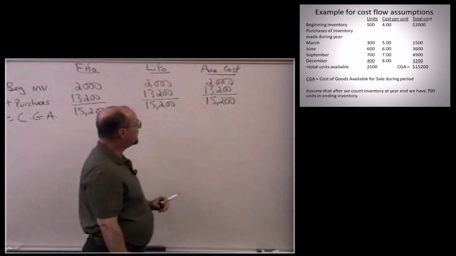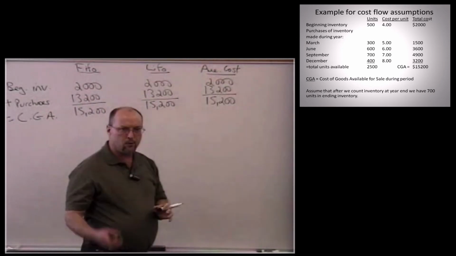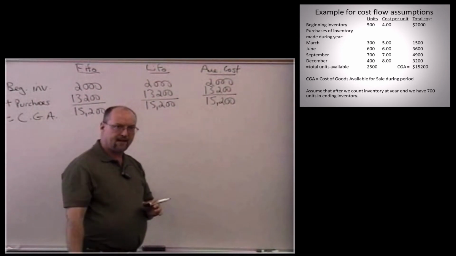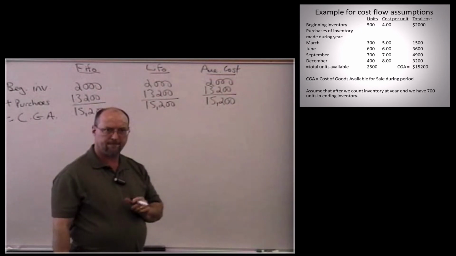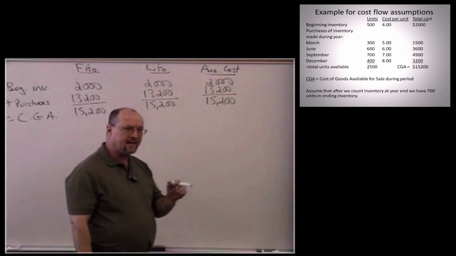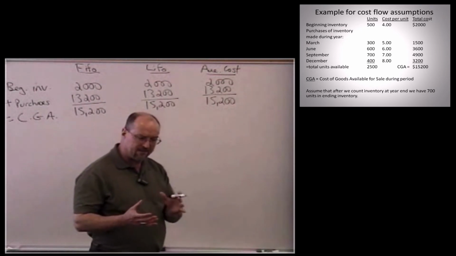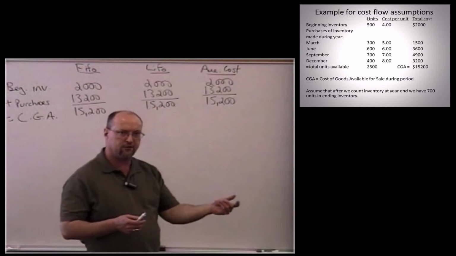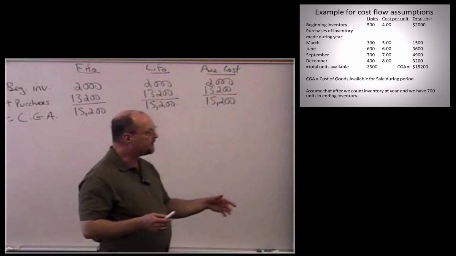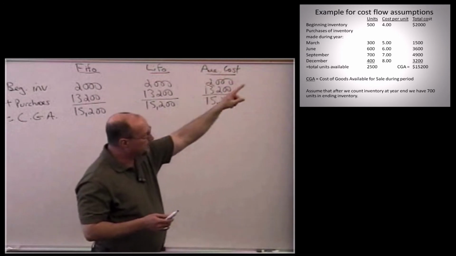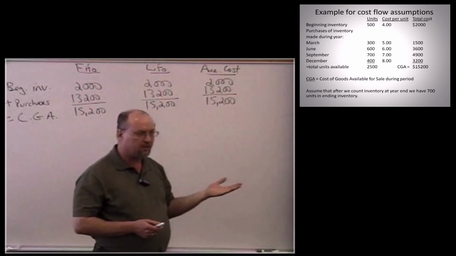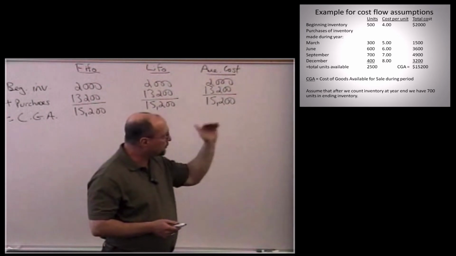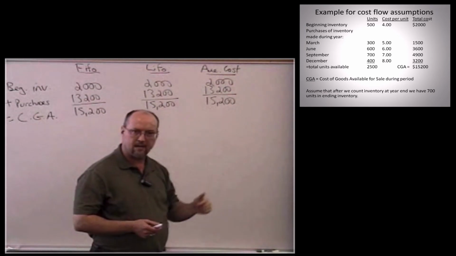Okay, and so we're going to determine what's the value of ending inventory and what's the value of cost of goods sold, and we're going to look at FIFO first. First in, first out. We make this assumption. It doesn't have to mean we actually sold those physical units in that order. We're simply going to assume we sold our beginning inventory first, then we sold all the stuff from March. When that was depleted, we sold the June items, then September, December, etc.